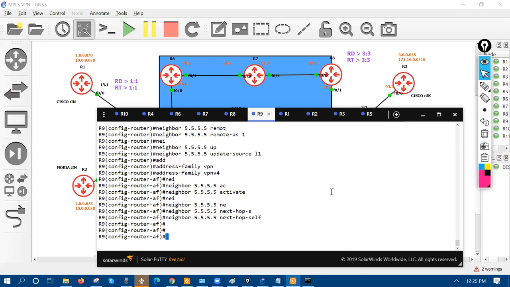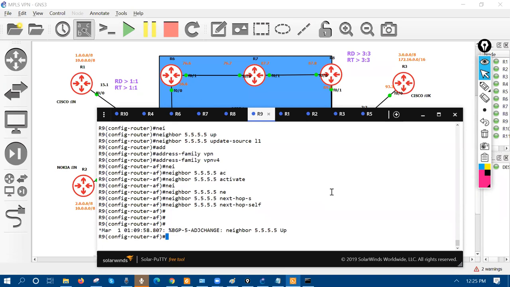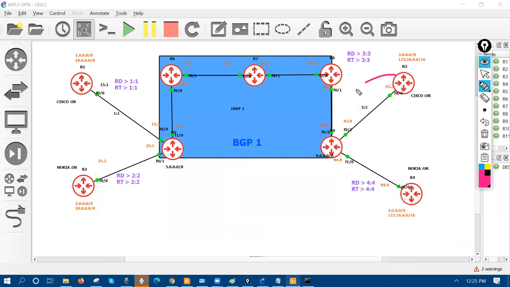Can you explain why we put the next hop? This route is coming from the customer, right? I need to advertise this route to R5. So in that case, I need to change the next hop. Simple logic: if the next hop is unreachable, how can I mark the route as valid and best?